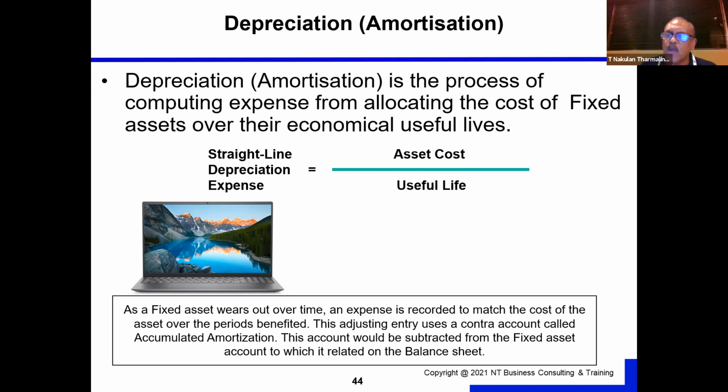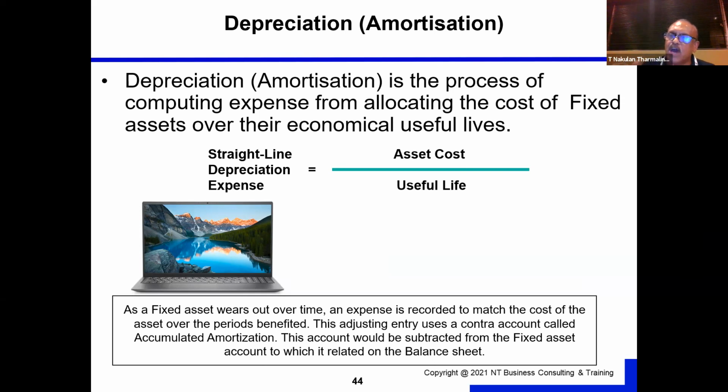What do you mean by book value? If you buy a motor car for 100,000 ringgit, the first year the depreciation is 20,000 ringgit, you will charge 20,000 off to the profit and loss account. The value of your motor car will be called book value, which will be 80,000 ringgit.